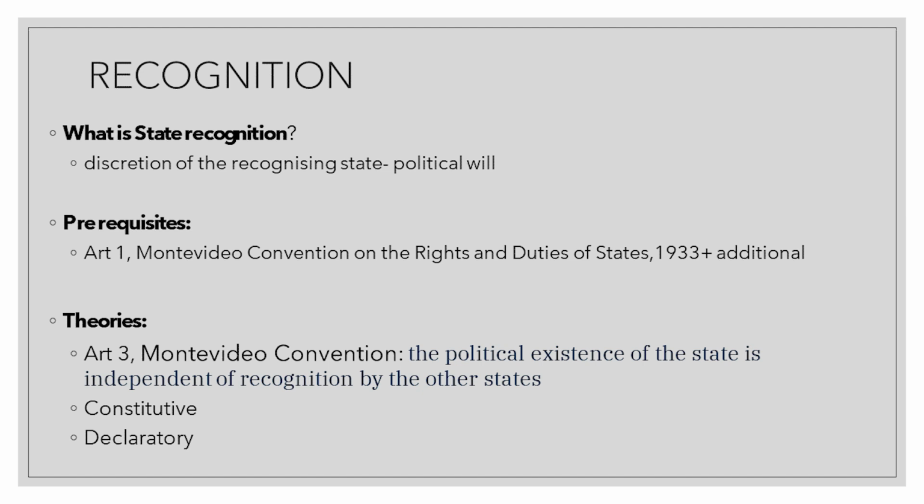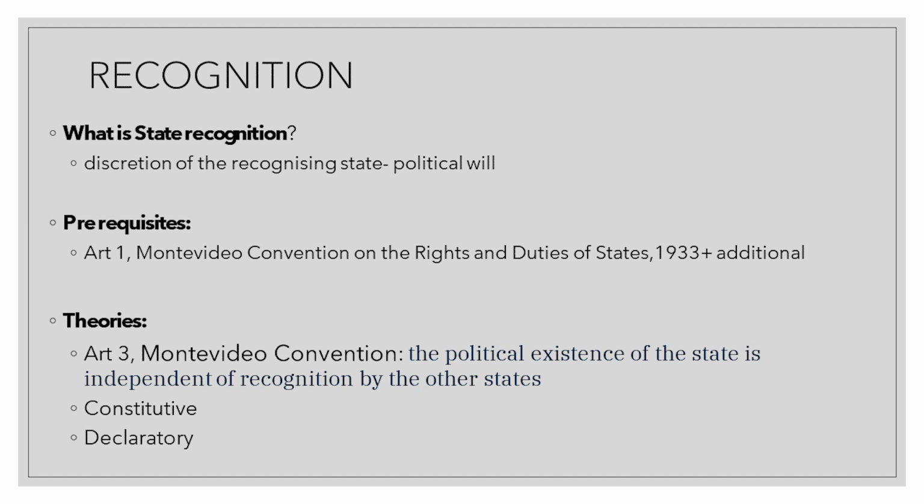Second is permanent population. So permanent population has to be there of that political unit. That means a state with nomadic population or moving population will not fulfill the prerequisite under Article 1 of Montevideo Convention. Then a stable government, a government which has significant level of stability.